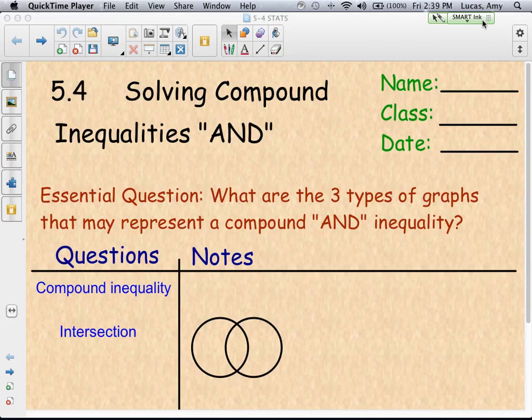Lesson 5.4, Solving Compound Inequalities that use the word and. Our essential question says, what are the three types of graphs that may represent a compound and inequality?